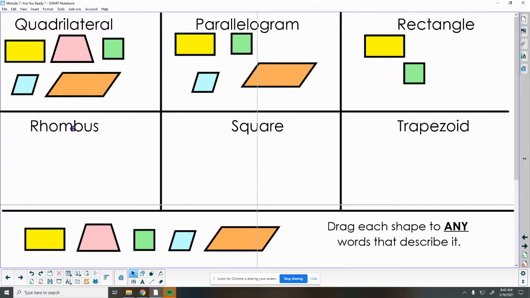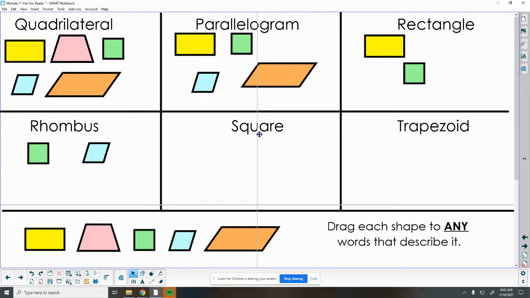So let's move on to our rhombus here. We know our rhombus has to be a parallelogram, and it has to have four equal sides. So these are all parallel. We've already decided that, but the yellow does not have equal sides. Green has equal sides, so we can move green up into the rhombus. Blue has equal sides. Orange does not have equal sides. So these two are examples of rhombi or a rhombus.